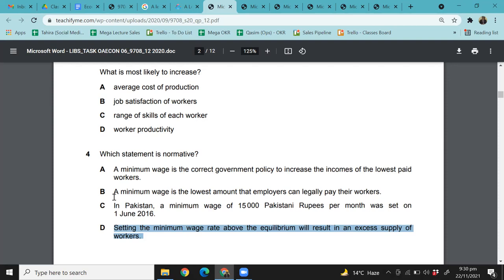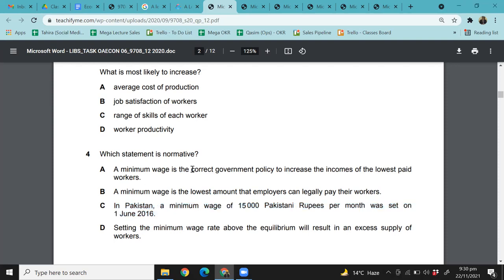Just like these two statements, we don't know. Do you know how much the minimum wage was that Pakistan set in 2016? Are you 100% sure this is correct? This might be an incorrect amount. But as I said, whether it's correct or incorrect, as long as it can be verified, you can Google it right now and check. So that is a positive statement. Are you getting me?